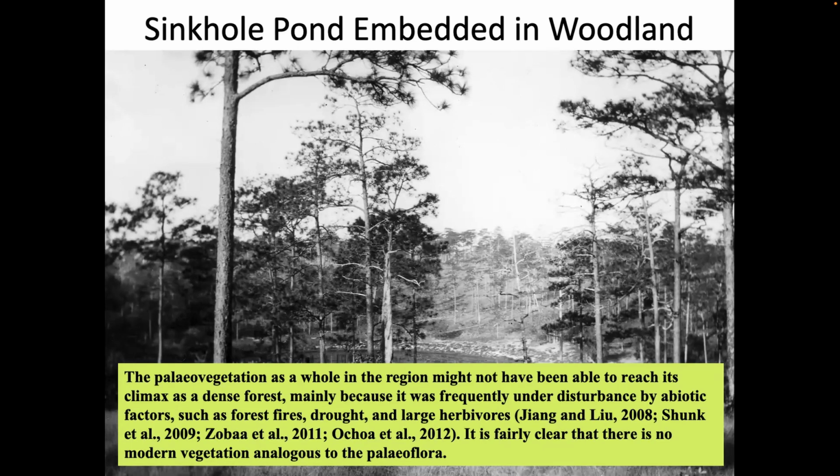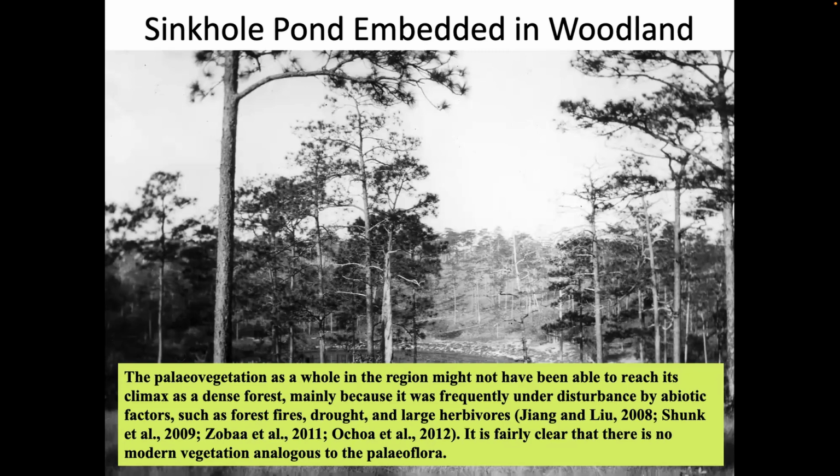It may not have been able to reach its climax as a dense forest. That's that imaginary point at which everything progresses to forest. That's what we call climax. So what keeps it from going there is mainly because it was frequently under disturbance by abiotic factors, such as fires or drought, or another biotic factor would be large herbivores, megafauna.